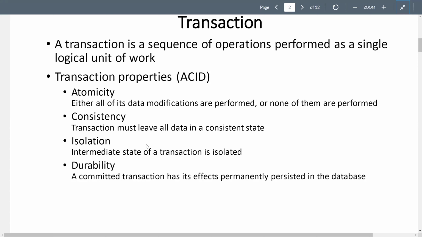So isolation simply means the transaction is like a black box. Before the transaction is complete, the internal state of the transaction shouldn't be visible. Durability means once a transaction is complete, then all the changes will be made to the database and cannot be lost. Okay, so just so simple, ACID.